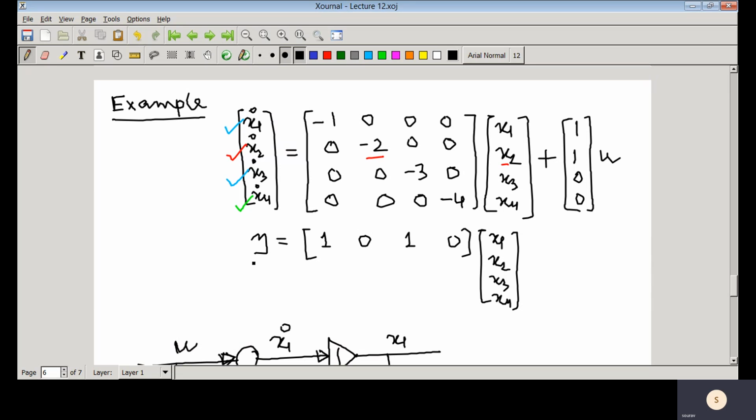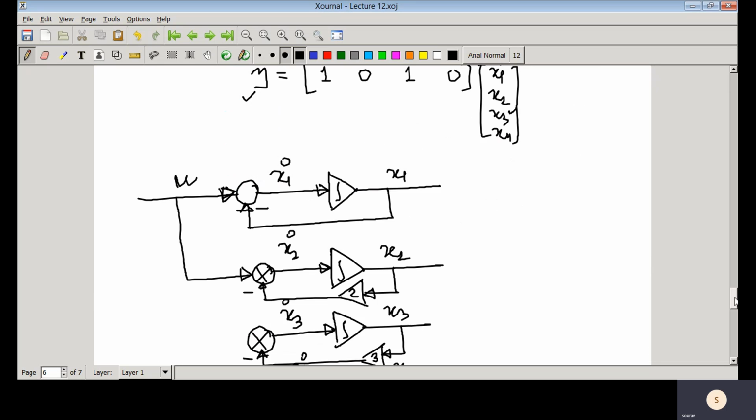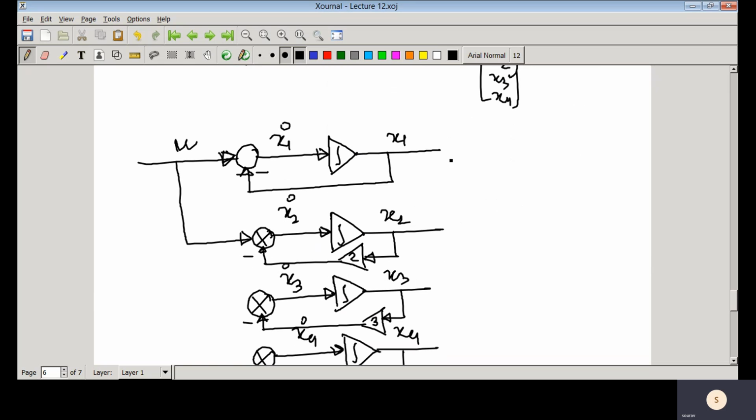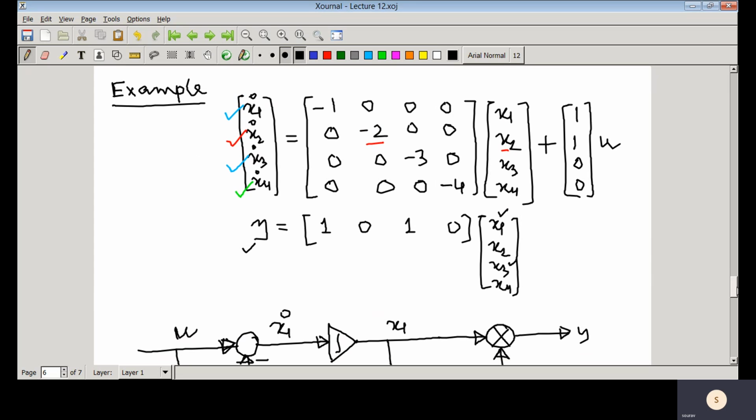Now we see the output equation, y equal to x1 plus x3. So y equal to x1 plus x3. That means if we have y here, then x1 plus x3. So this is the state diagram corresponding to this state equation.